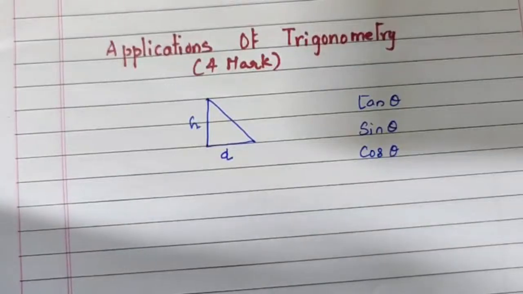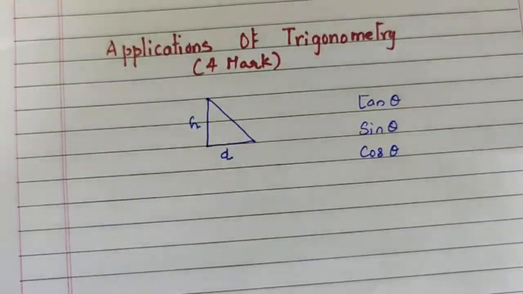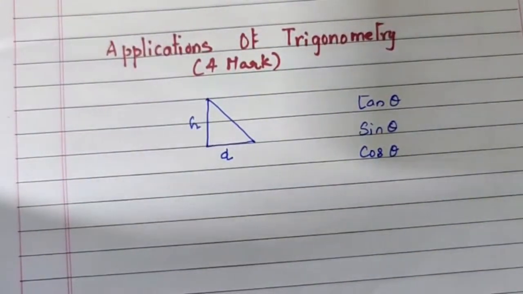Always analyze the figure, what you need to find out, that you should analyze. Identify the right angle triangles. After identifying the right angle triangles, apply the required ratio, and see if there is more than one right angle triangle. For 4 marks, definitely a minimum of two right angle triangles will be there. So between these two right angle triangles, some kind of common side will be there. Using that common side, you should find out the required height or the distance.